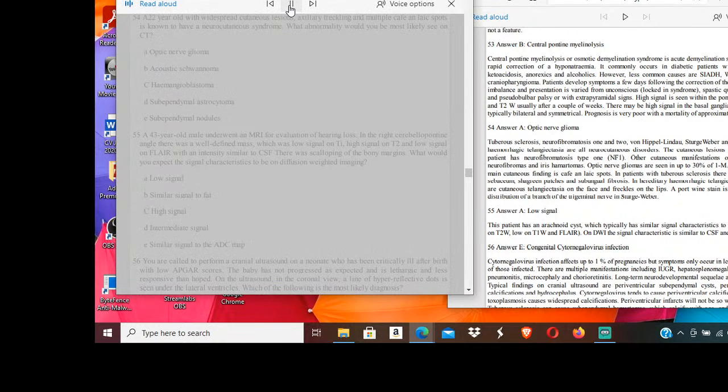54 A 22-year-old with widespread cutaneous lesions, axillary freckling, and multiple cafe au lait spots is known to have a neurocutaneous syndrome. What abnormality would you be most likely to see on CT? A optic nerve glioma, B acoustic schwannoma, C hemangioblastoma, D subependymal astrocytoma, E subependymal nodules.